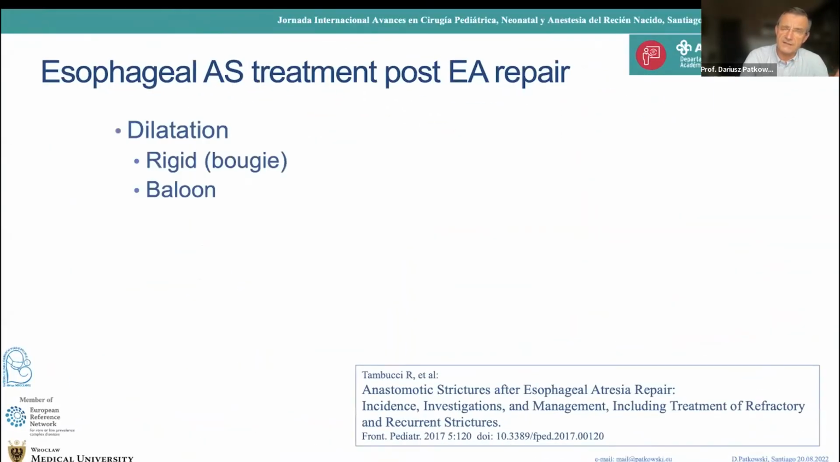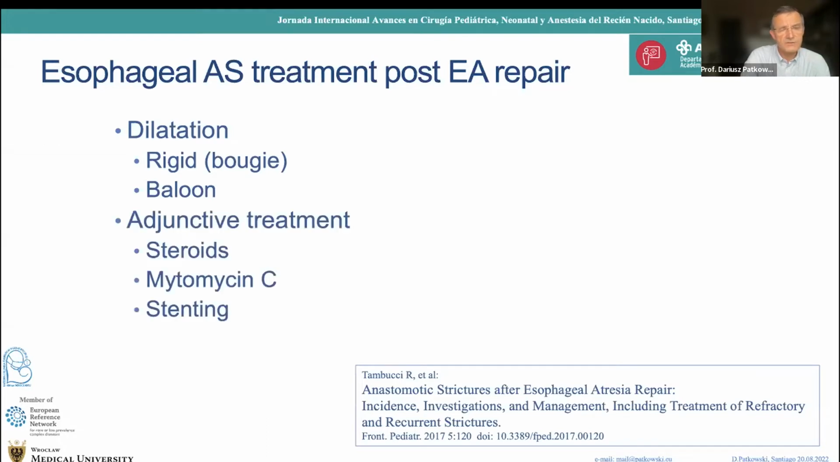What are the methods of treatment of stenosis? Of course, the first one is dilatation with a rigid bougie or with a balloon. We also have adjunctive treatment like steroids, local or generally given, mitomycin C or stenting, and of course surgical incision with a knife or just resection.